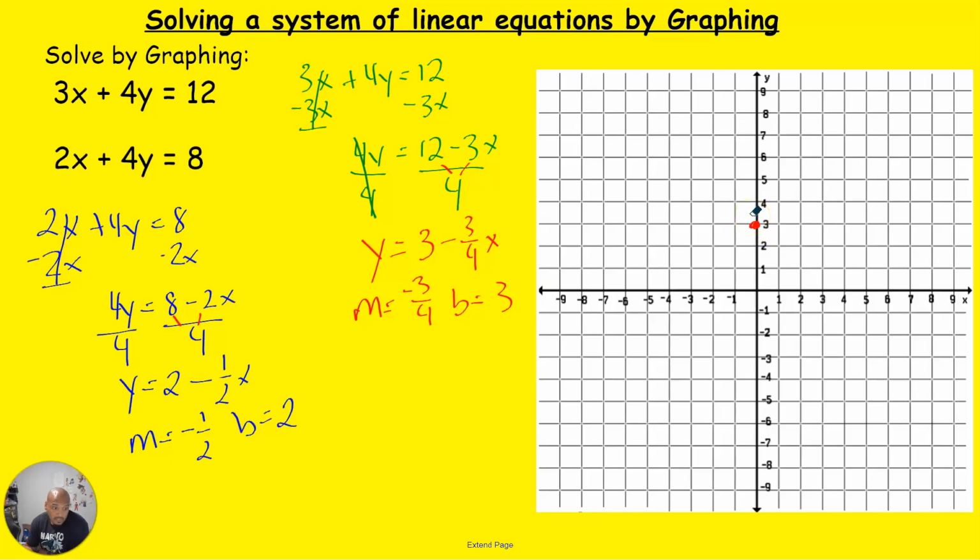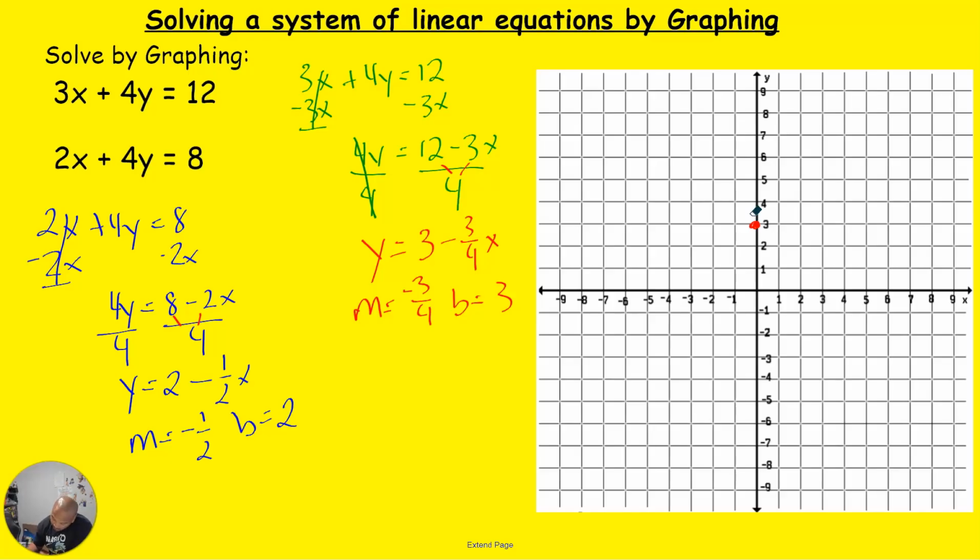Now, I teach my kids when it's positive, we rise over run, and when it's negative, we fall over run. We always run right because when we read a graph, we read it left to right. So negative slopes go down to the right and positive slopes go up to the right. Whenever we have a negative slope, we go down and over to the right.